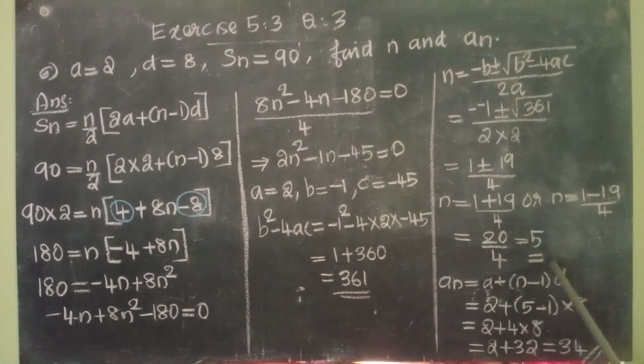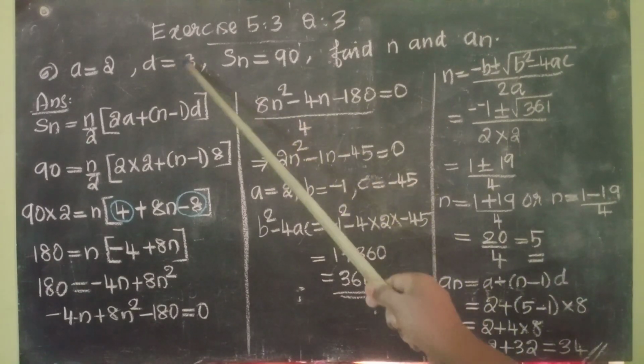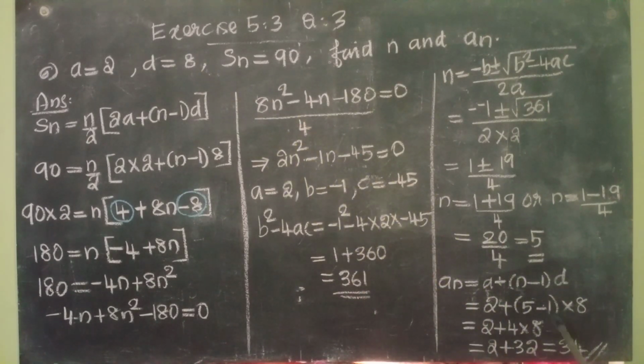n equal to 5, d equal to 8. So 2 plus 5 minus 1 into 8, that is equal to 2 plus 4 into 8. We have to multiply this 4 into 8 first. So we get 2 plus 32, that is equal to 34. So we got the answer n equal to 5 and an equal to 34.